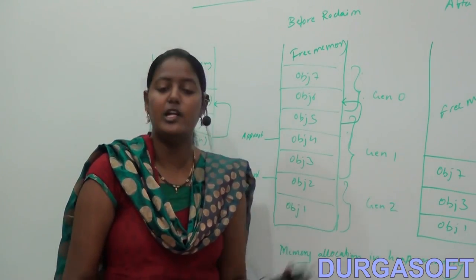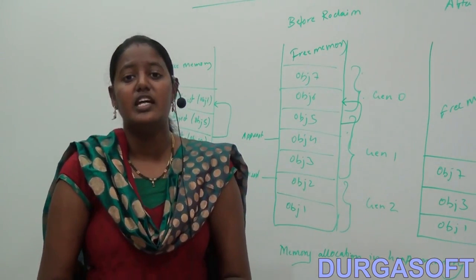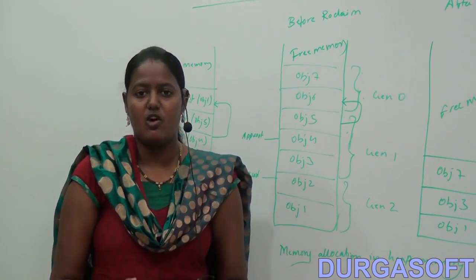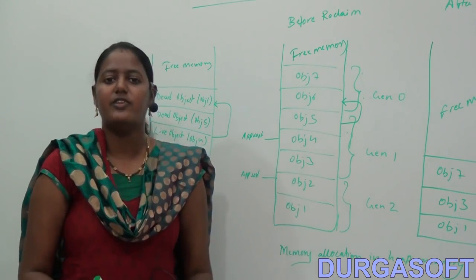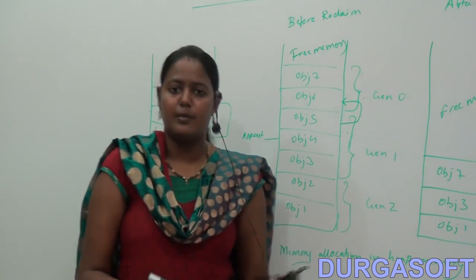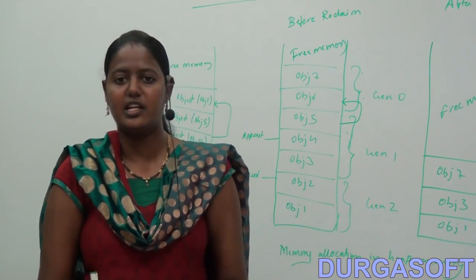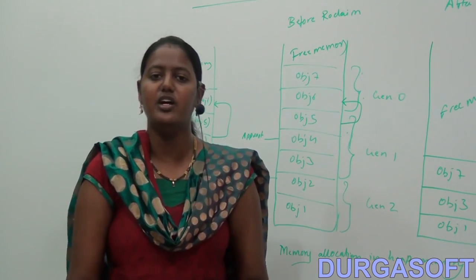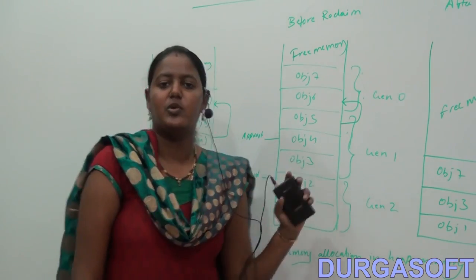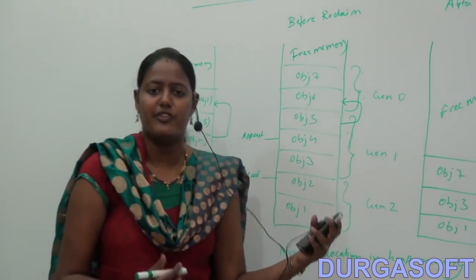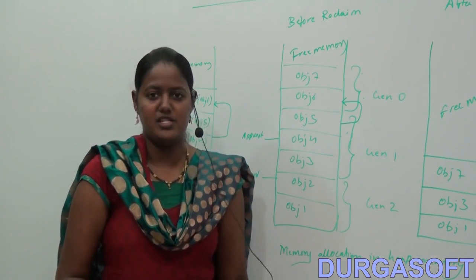The second phase is the relocating phase, in which it updates the references to objects. The third phase is the compacting phase, in which it clears the unused objects from the heap memory. So this is about garbage collection, the generations, and the phases present in garbage collection.